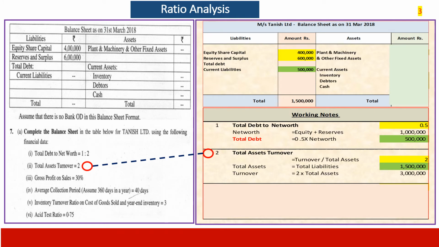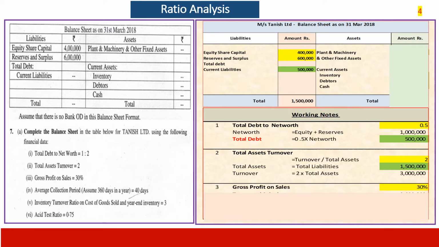What is total assets? Total assets is nothing but total liabilities. Total liabilities is 15 lakhs. Assets also is 15 lakhs. Now turnover divided by 15 lakhs equals 2, means turnover is equal to total assets into 2, which is 30 lakhs. We are not using it here, but the value of total assets is 15. Twice the amount is turnover. That will be used to calculate cost of sales.